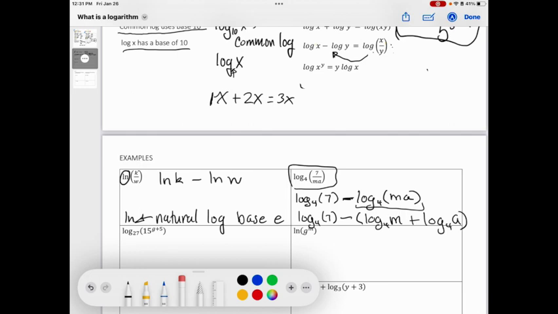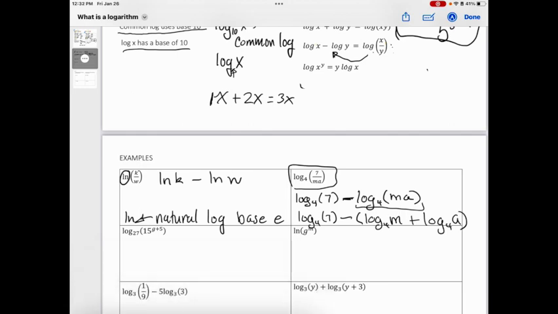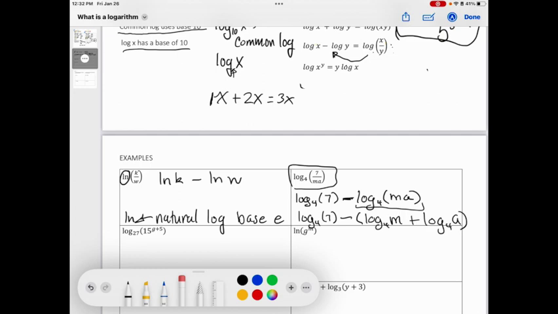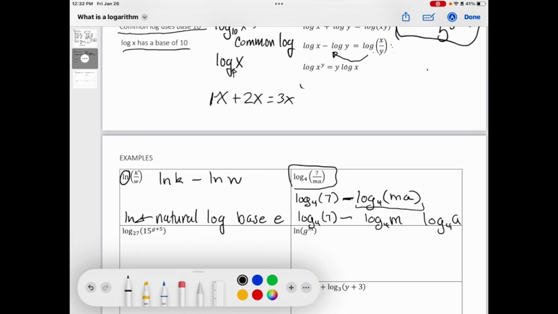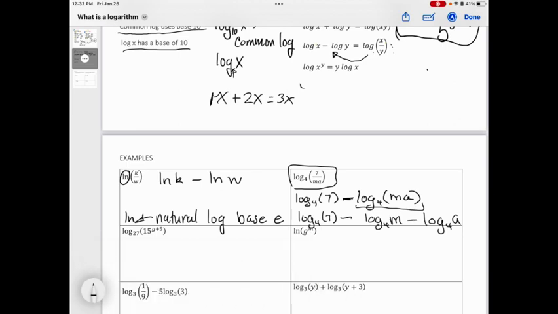Since that minus applies to log base 4 of m times a, which we just broke up into two separate logs, I have to remember to distribute that minus. So when I remove the parentheses and distribute the minus, we're going to have for our final answer log base 4 of 7 minus log base 4 of m minus log base 4 of a.